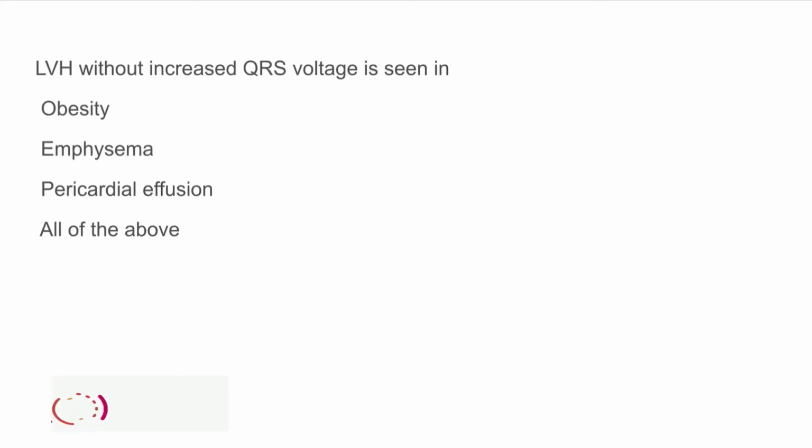LVH without increased QRS voltage is seen in. See, whenever there is an LVH, QRS voltage is obviously increased. We always know Sokolow-Lyon criteria of S in V1 plus R in V6 are more than 35. So which means in the lateral leads, QRS voltage is obviously increased. But there are certain cases where there will be LVH without an increased QRS voltage. It could be seen in conditions like obesity, emphysema, pericardial effusion. So the option would be all of the above.